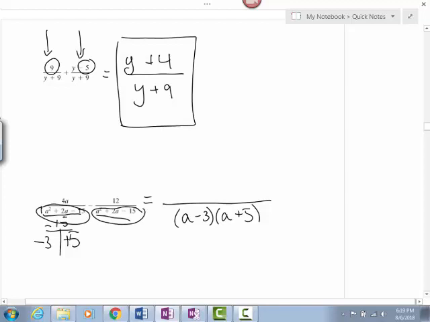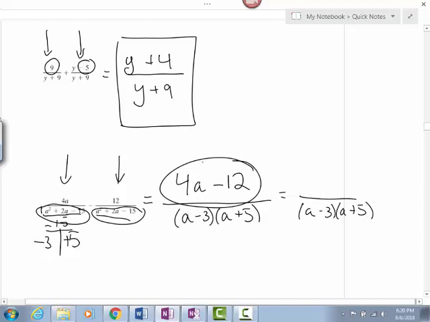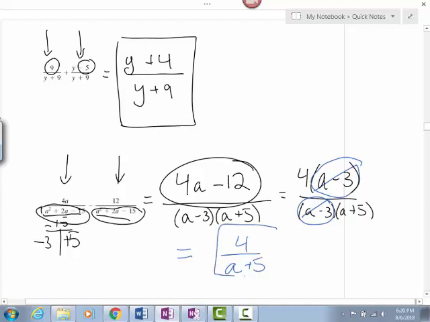Now on the top, we're going to go ahead and put those together. We can't actually combine them, so it'll just be 4a minus 12. Now I want to go ahead and see if I can factor the top. So out of 4a minus 12, we can factor out the number 4. We're left with an a minus 3. So I'm going to come back over here, and again I notice this a minus 3 and that a minus 3 are exactly the same. So those will cancel out. So I'm left with a 4 on the top and an a plus 5 on the bottom. Okay, great.